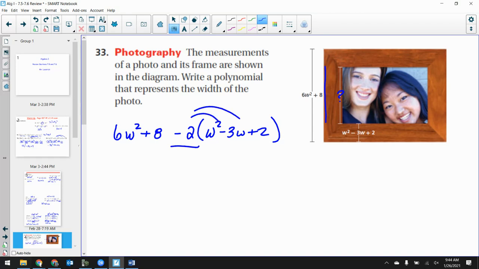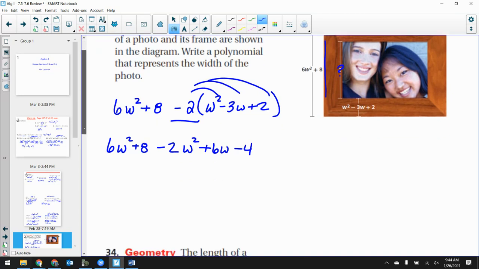I bring in this negative 2, and that'll get me 6w squared plus 8 minus 2w squared plus 6w minus 4. And that gives me 4w squared, 6w plus 4. All terms are equal. Question?